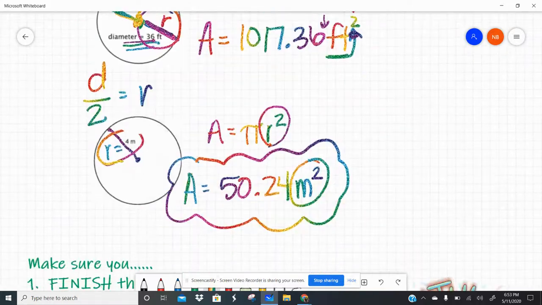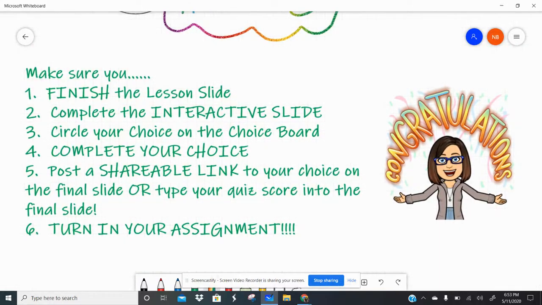So now that we know all those things and how to use that Desmos, woohoo, we're at the end. So please, for the love of all the good things, finish the lesson slide. Watch the next video, do the notes, do the quizzes, type in your quiz score. Complete the interactive slide next. Make sure when you go to the choice board, you use the circle that I put there and you put it over your choice. You have to complete your choice. Don't just send me an empty document. I'm going to send it back.